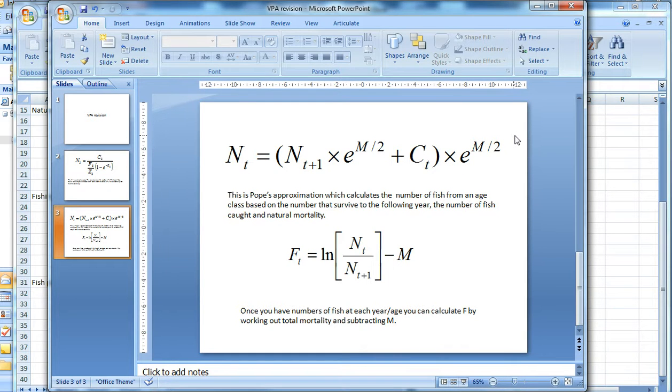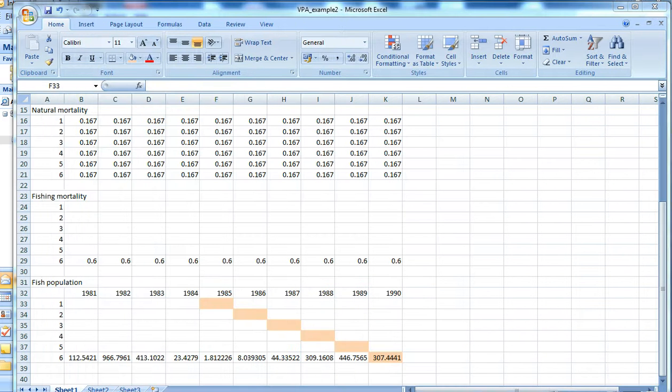And this is Pope's clever approximation that works out the number of fish in the population based on catch, natural mortality and fishing mortality. In this, the things that you really definitely know are catch. The other things we've worked out from a mixture of guesswork and extrapolation. So let's try applying that equation.